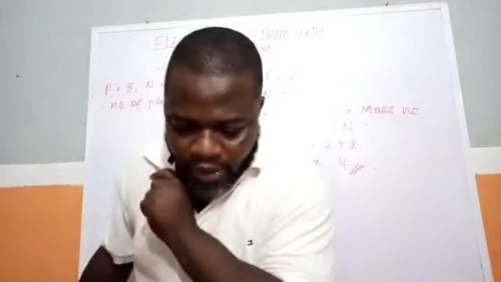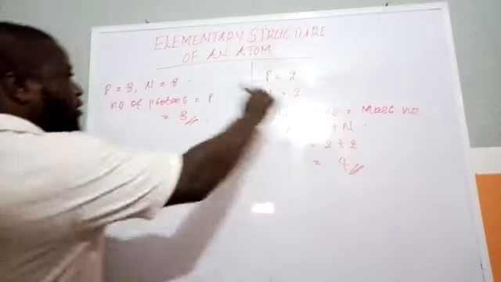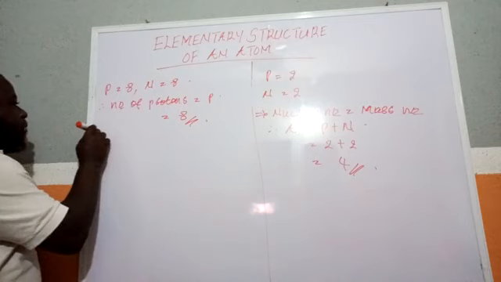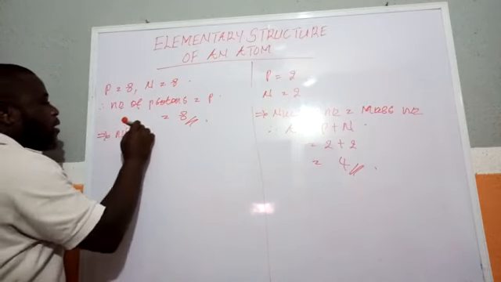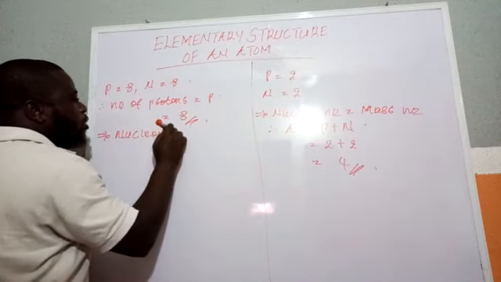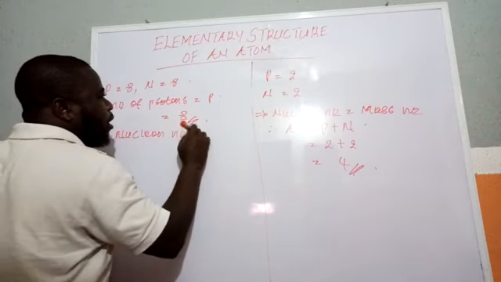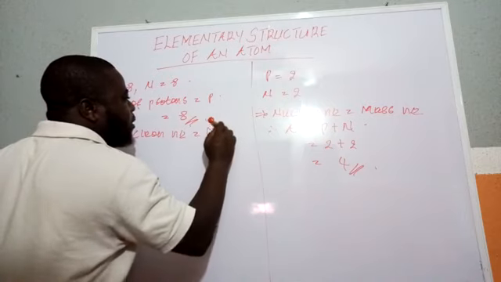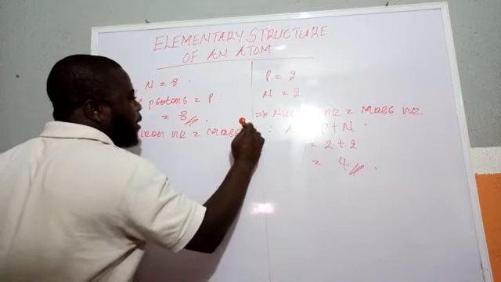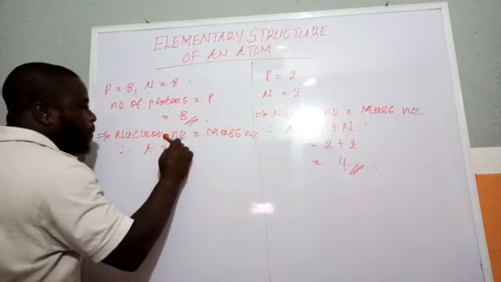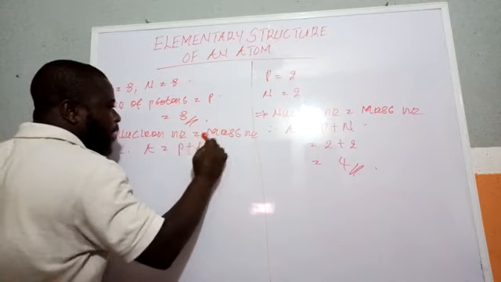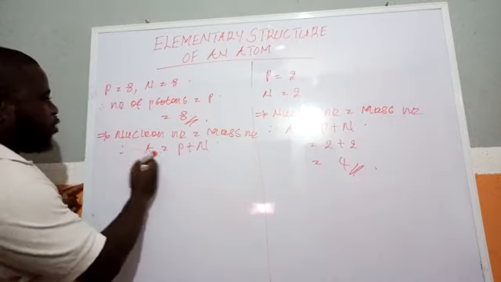But the second one I said is the nuclear number. And you know that the nuclear number is the same thing as the mass number. Do you remember that? The nuclear number is also equal to the mass number, which is the same thing as A equal to P plus N.